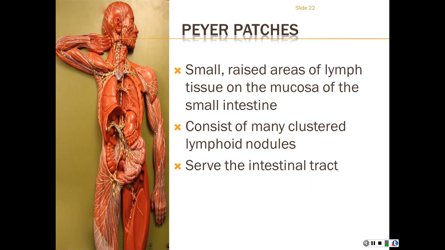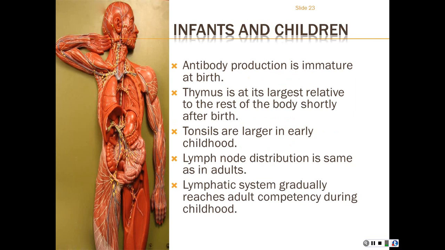Peyer's patches are small raised lymph nodules in the mucosa of the small intestine, and they consist of many clustered lymphoid nodules, and they serve the intestinal tract. Infants and kids have an antibody production that is immature at birth. The thymus is the largest relative to the rest of the body shortly after birth. Tonsils are larger in early childhood because that's when you're having a lot of viruses and bacteria in the mouth, because kids just put everything in their mouth. Lymph node distribution is the same as adults, and the lymph system gradually reaches adult competency during childhood.